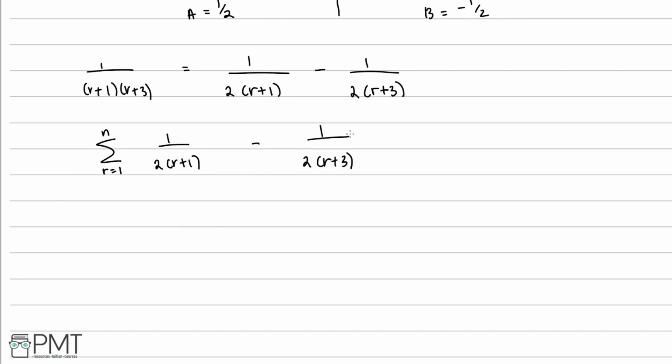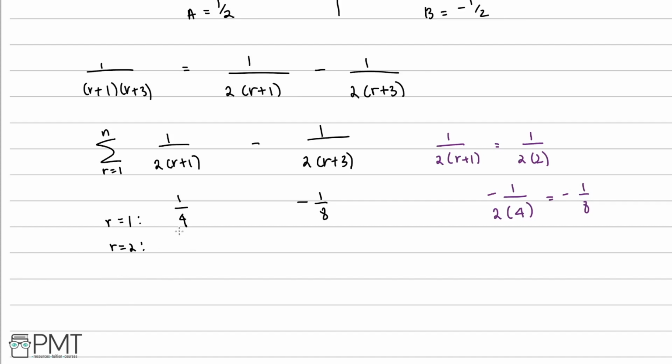Now, because this is just a sum, we can write down each of the terms of the sum separately. For example, when r is equal to 1, then 1 over 2 times (r plus 1) will be equal to 1 over 2 times 2, which will just be a quarter. And on the right-hand side, we will have minus 1 over 2 times, well, 1 plus 3 will just be 4, so minus 1 over 2 times 4, which is just minus 1/8. So we will have minus 1/8 on the right-hand side.